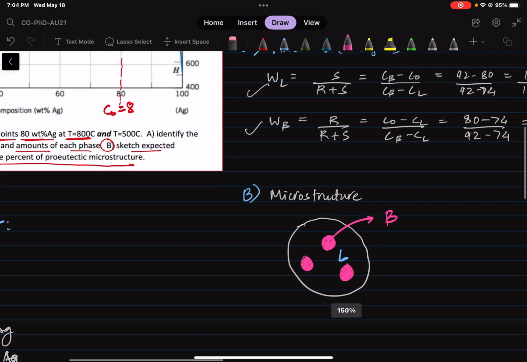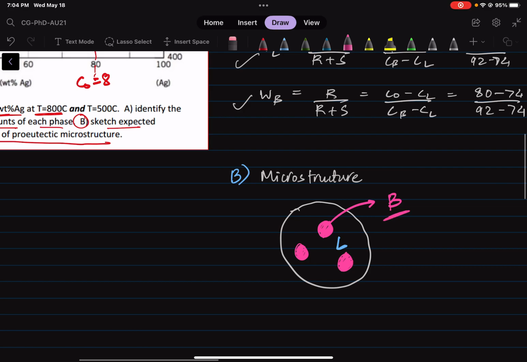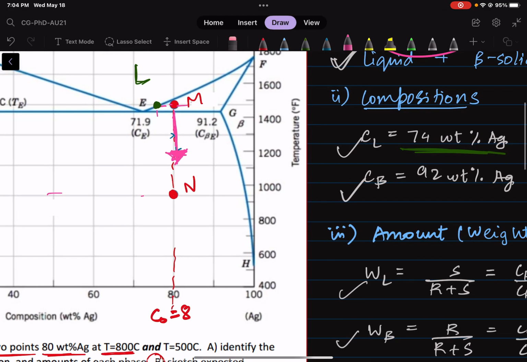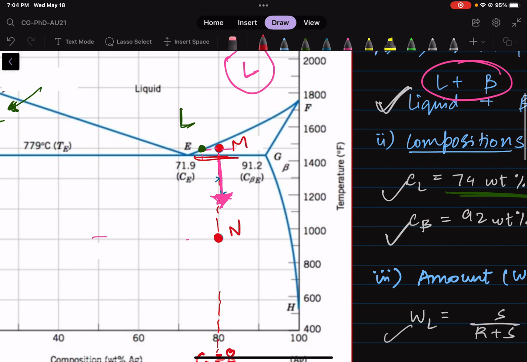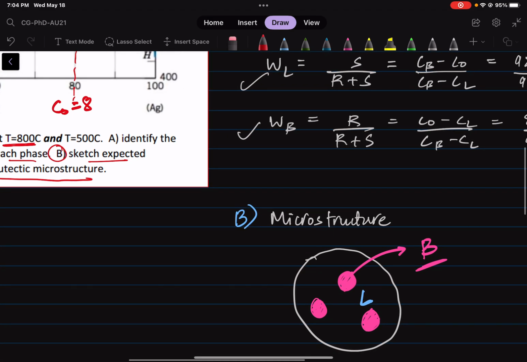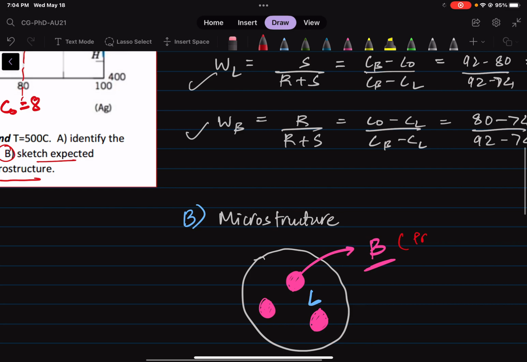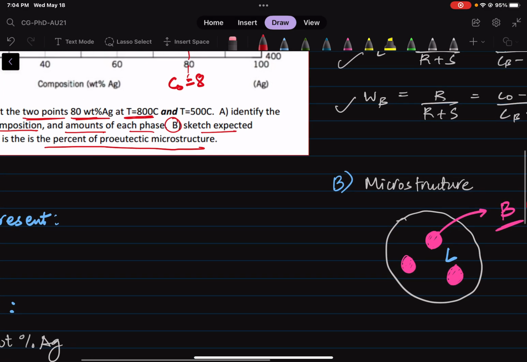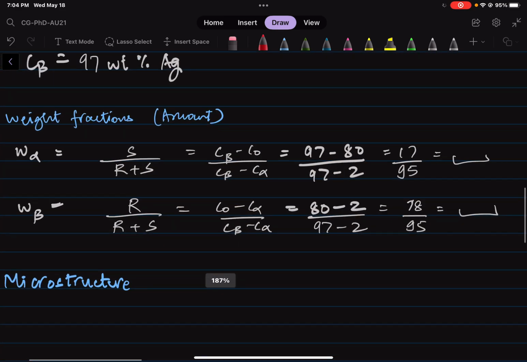So you can imagine this beta that was forming will keep on forming till this line, the eutectic line. This entire line is the eutectic temperature or the eutectic line. Till this point, you will have the beta, which you could call primary beta, forming. And after this, whatever liquid is left will then convert to a lamellar arrangement of alpha and beta.